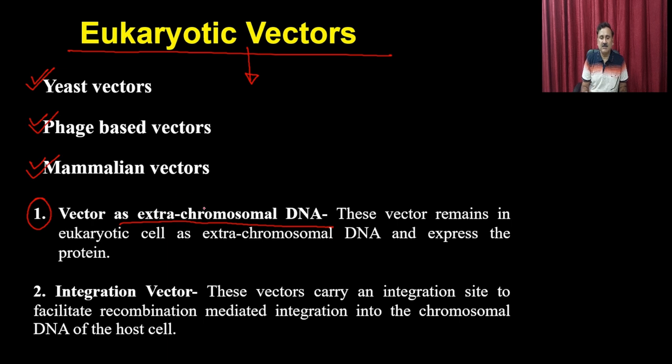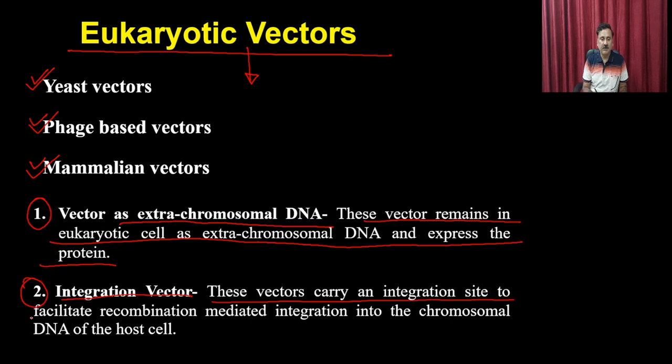Either they could exist as extra chromosomal DNA, so these vectors remain in the eukaryotic cell as extra chromosomal DNA and express the proteins. Or you can have the integration vectors. In the integration vector, these vectors carry an integration site to facilitate the recombination mediated integration into the chromosomal DNA of the host cells.